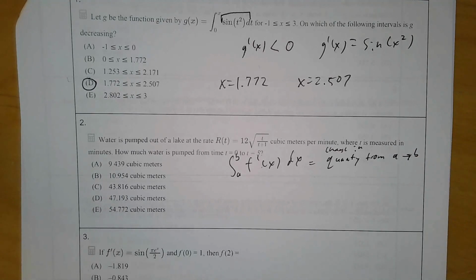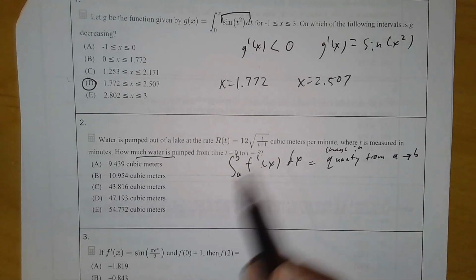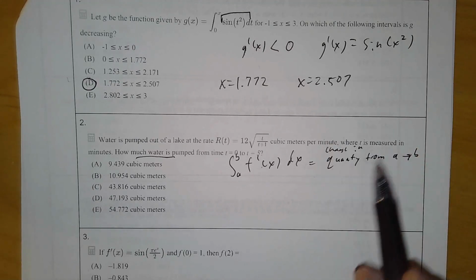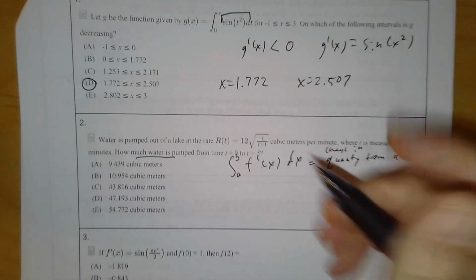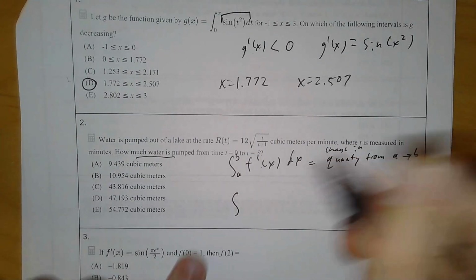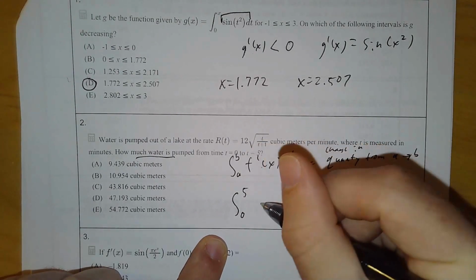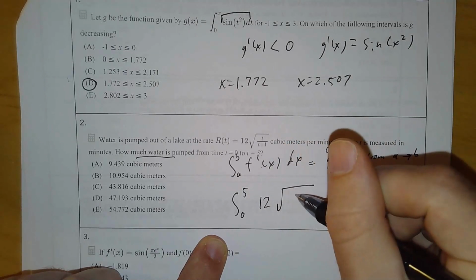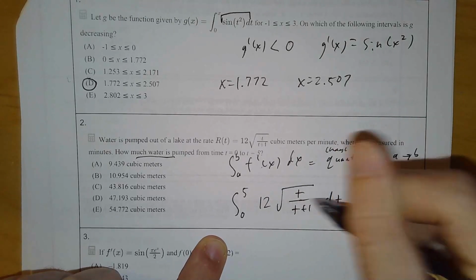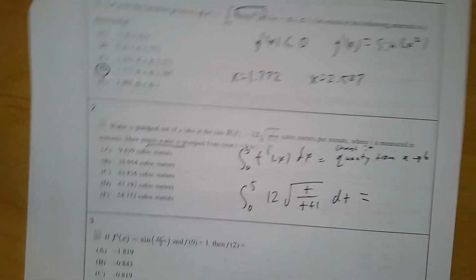So if I want the change in quantity, that's how much water is pumped in the lake. It's the change in the amount of water pumped. That's going to get me that. So I'm going to take the integral from 0 to 5 of 12 root t over t plus 1 dt. This is your answer. You just have to do this on the calculator.